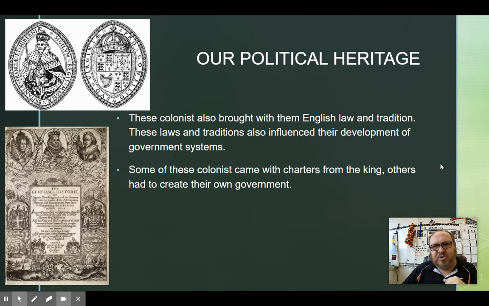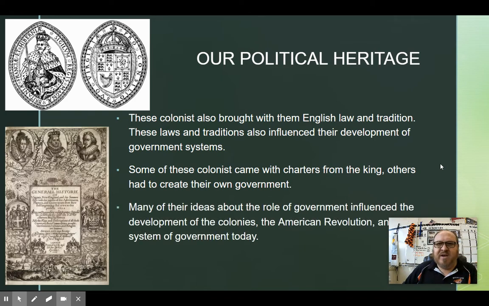So some colonies were created with charters from the king. Others just kind of created themselves as people arrived in groups and claimed a bunch of land, and they started their own government systems. Those influences, that role of government, slowly developed until the American Revolution and kind of led to the government system that we have today. Okay, so we'll see some of those other influences. We'll talk about them as we go through this.